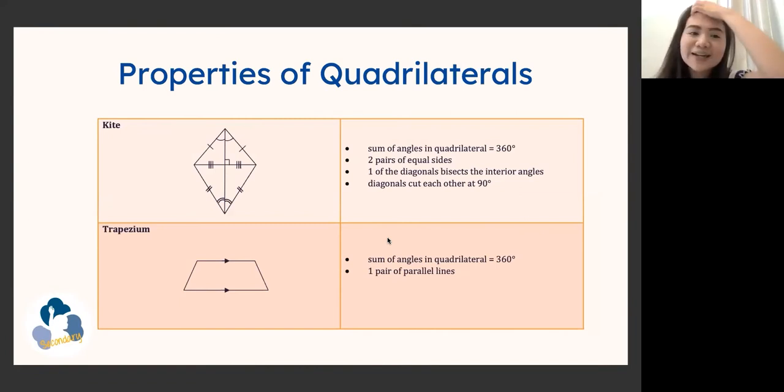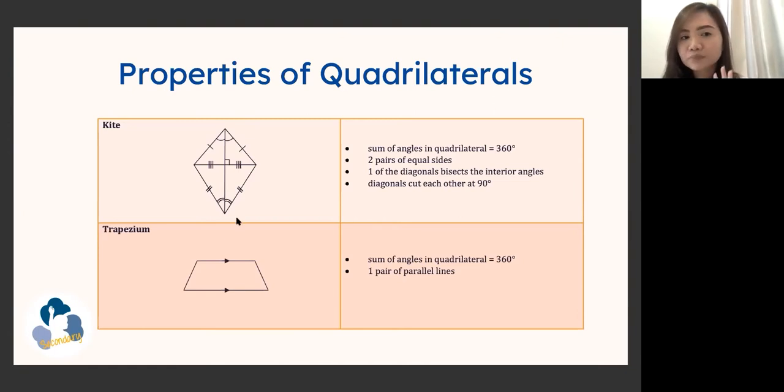In a kite, a kite is identified by two pairs of equal adjacent sides. To simply put, you can see a kite as two isosceles triangles combined together. You can see it that way, like two isosceles triangles put together like this.